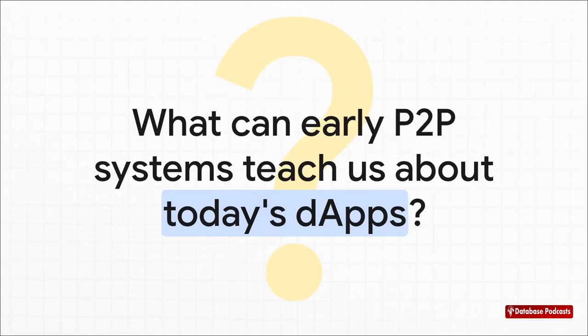So this all leads to a really important question for us today. When you look at these early systems, you see this constant tug of war between pure decentralization, the practical need for scalability, and getting incentives right. So what can we learn from their journey as we build the next generation of distributed apps and services?